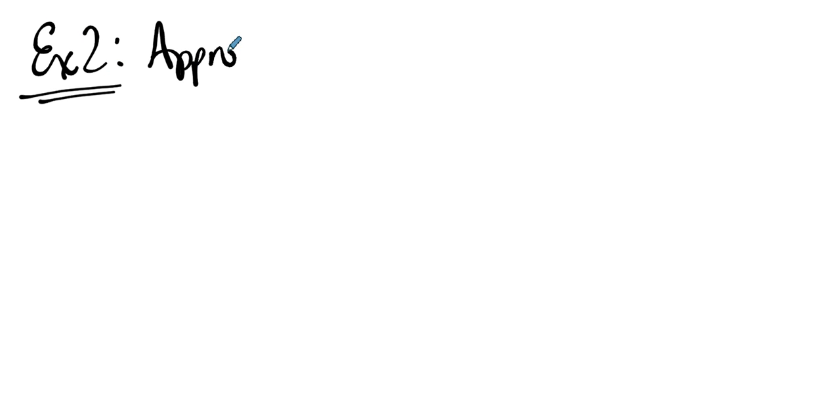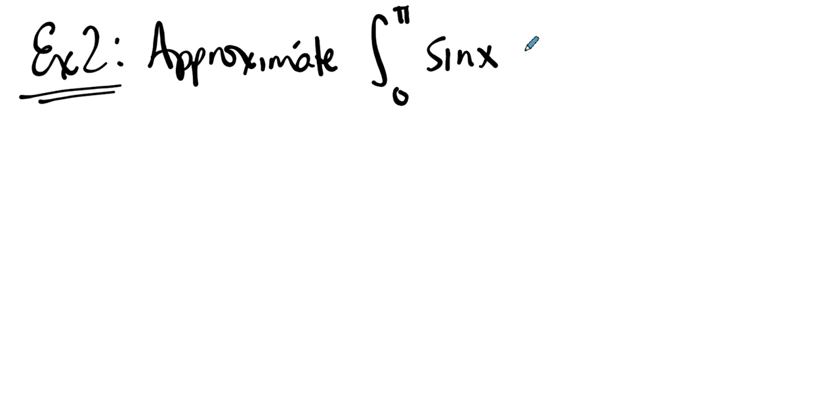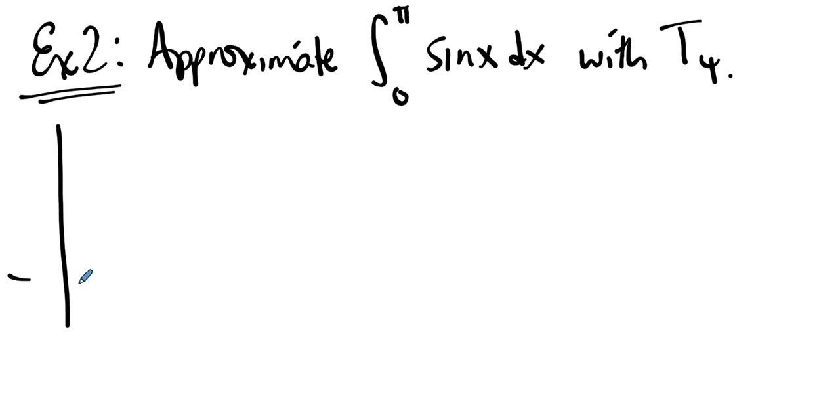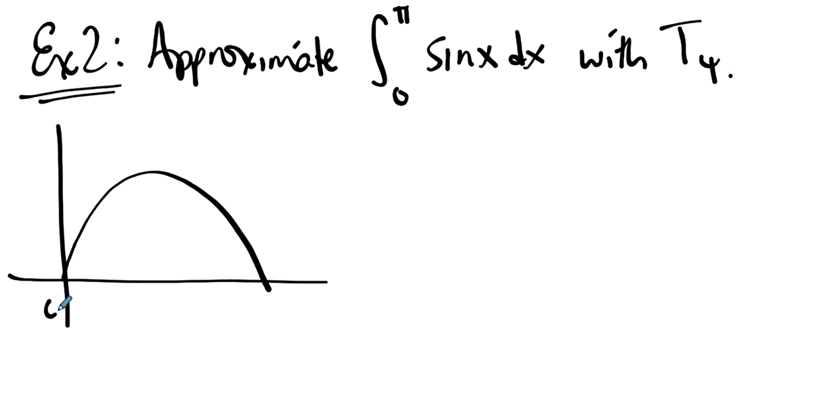Let's approximate the integral from 0 to pi of sine x dx with the trapezoidal rule with 4 trapezoids. Again, that's this region, 4 little trapezoids. So this happens at pi over 2, so this must happen at pi over 4, and this must happen at 3 pi over 4, 2 pi over 4, 3 pi over 4, 4 pi over 4.